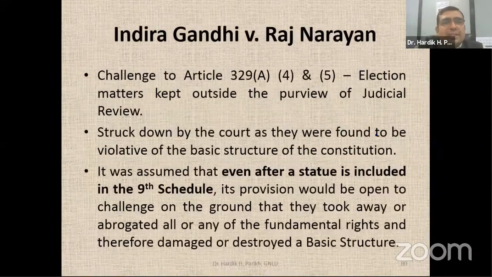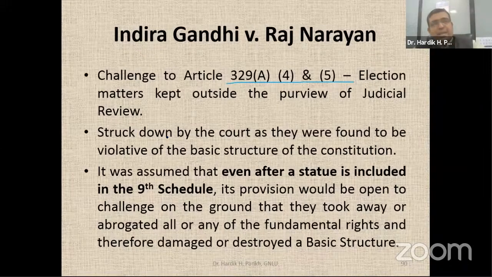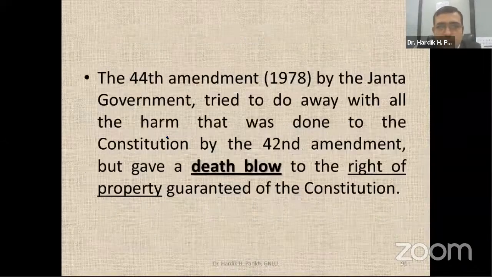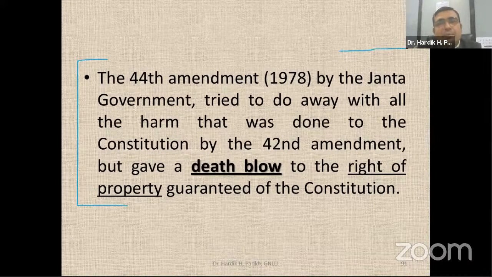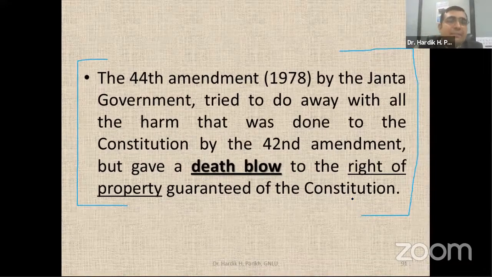So a lot of changes came. The Indira Gandhi versus Raj Narain case is important because in Article 329A, clauses 4 and 5, election matters were also kept outside of judicial review. That was challenged, but again it was finally added. But finally, the last point is this, that even after the judgment in Keshavananda Bharati, it was observed that Parliament is constantly making amendments.